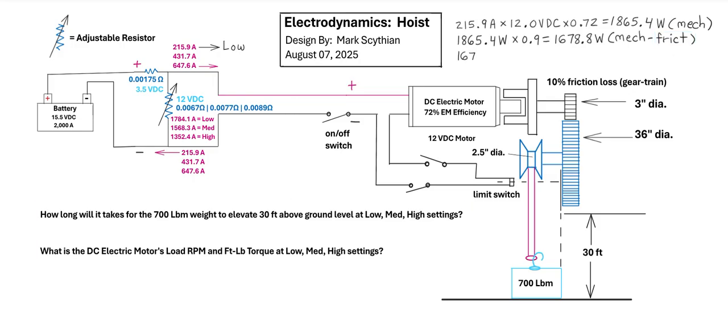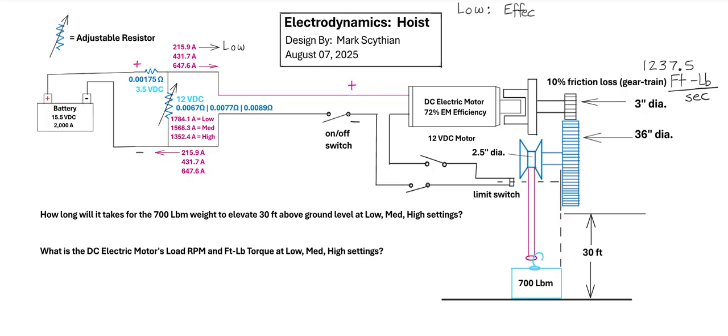From that point on, we can divide this into the number of watts to 1 horsepower. So there's 2.25 horsepower for the effective hoist power, and then simply convert this value to its foot-pounds per second mechanical power rating. So 550 foot-pounds per second equals 1 horsepower. So we calculate 1237.5 foot-pounds per second as the effective hoist power at low setting.